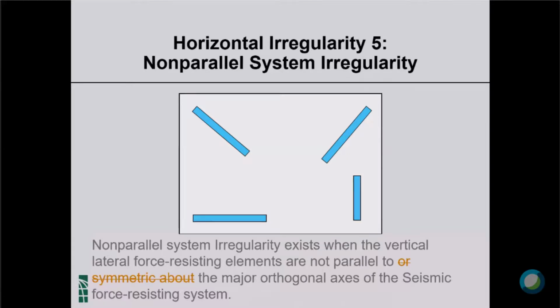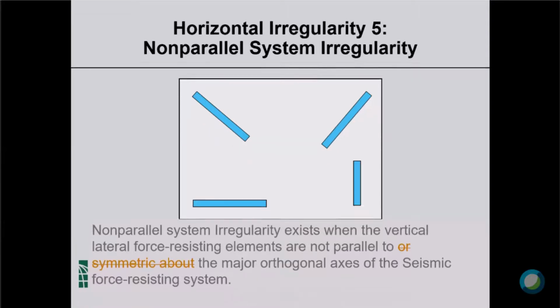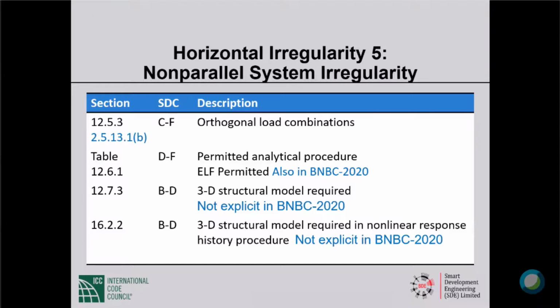Anytime you have shear walls or resisting systems that are not parallel to the orthogonal axis, when vertical lateral force resisting elements are not parallel to the major orthogonal axis, whenever they are non-parallel, you have type 5 irregularity. So if you have type 5 horizontal, design category C and above, we have to consider the fact that earthquakes can hit from any old direction. They are not constrained to hit your structure along the orthogonal plan axis. So we have to do what is called orthogonal load combination. We'll take a look at that.